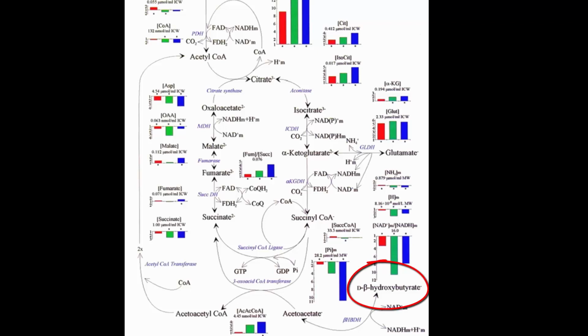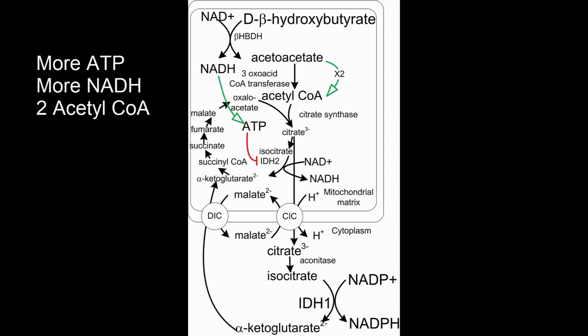Beta-hydroxybutyrate is metabolized inside the mitochondria. Every beta-hydroxybutyrate throws 2-acetyl-CoA into the Krebs cycle. When it does this, it makes an NADH. This NADH can be used to make more ATP. So we start out with more ATP, more NADH, and 2-acetyl-CoA.